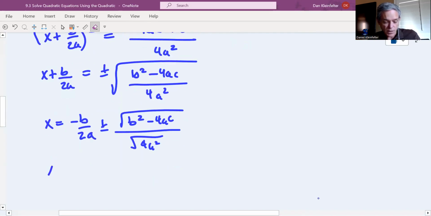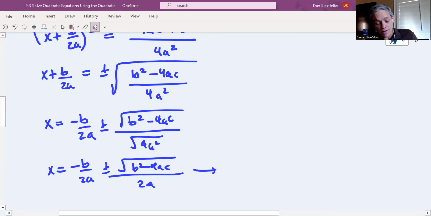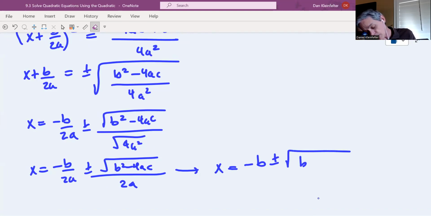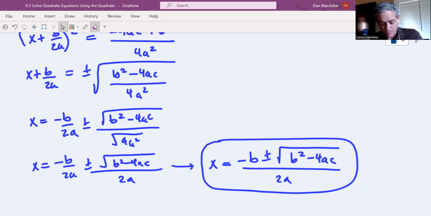Only two more things to do. That minus b over 2a is still here. We'll have the same radical, b squared minus 4ac on top, but down below the square root of 4a squared will give us another 2a. And then finally, combining these terms, we have minus b plus or minus the square root of b squared minus 4ac all over 2a. And that there is the quadratic formula. So some steps to follow, but we made it to the end.